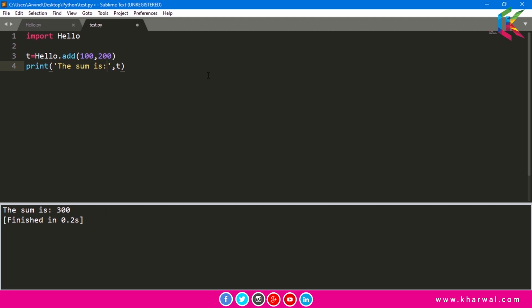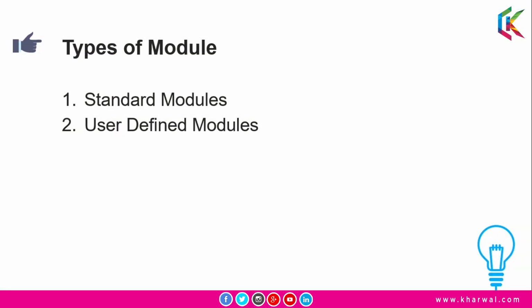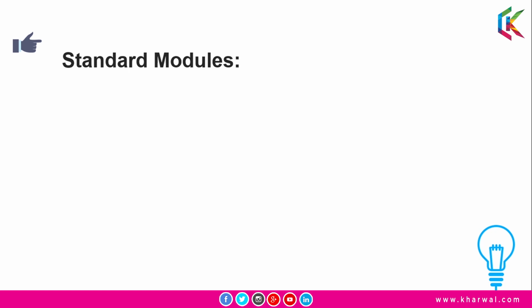So guys, now moving on to the next topic, and that is types of module. Let's go ahead and we'll discuss it. There are two types of modules available in Python programming. The first one is standard modules and the second one is user defined modules. Let's discuss standard modules. Standard modules are also known as built-in modules, and Python has a ton of standard modules available.